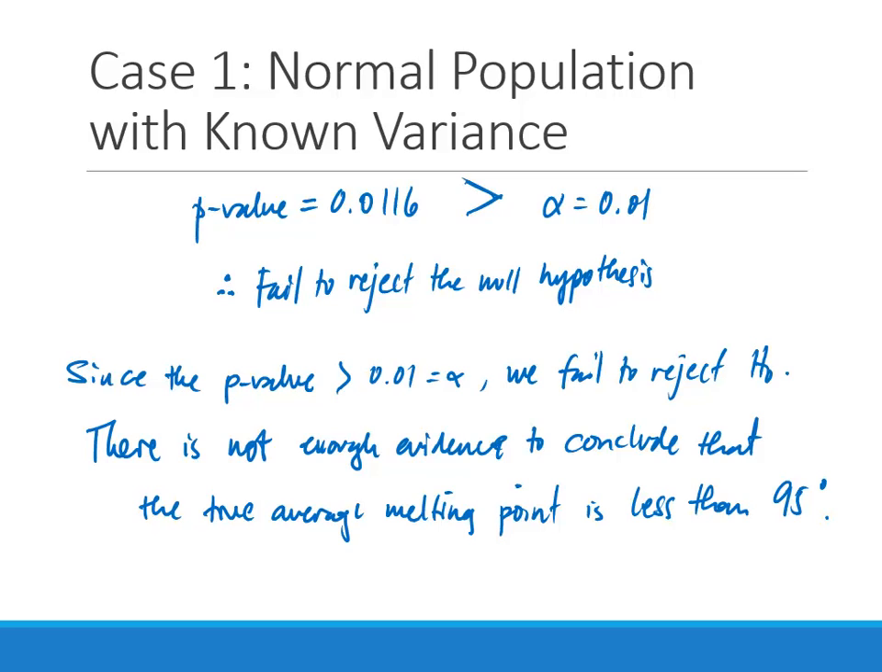Okay, so we failed to reject the null hypothesis, and what that means here is I'm sort of going with the null. So I don't have enough evidence to conclude that the true average melting point is less than 95 degrees.